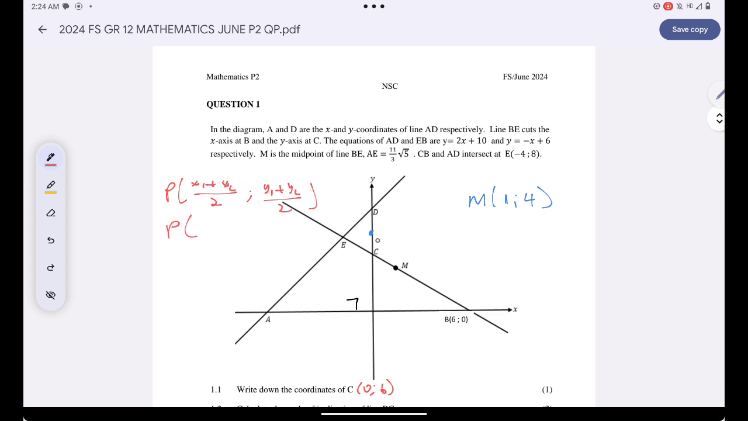Since this point will be on the y-axis, we know that the x is going to be 0, because we'll just say 0 plus 0 over 2, which is just 0, right? And then we'll say 6 plus 10 over 2. The y value at C is 6, and the y value at D is 10, right? So the coordinates of P are 0 and 8. Okay.